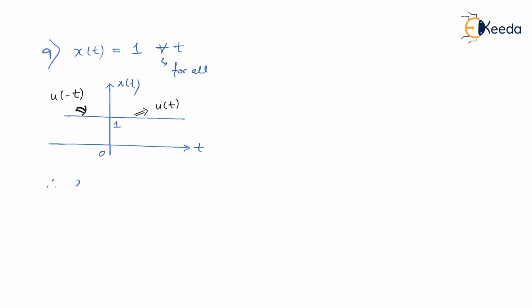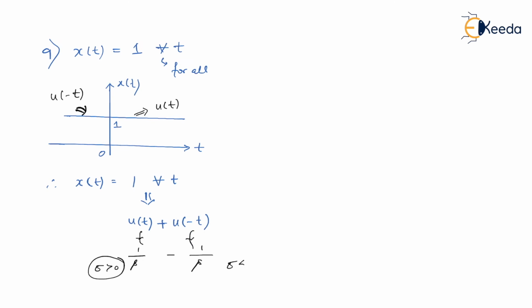So now I can say x of t is equal to 1 for all time. You can replace this with u of t plus u of minus t. I hope you understood my point. So for u of t, you know that Laplace transform is 1 by s, where sigma greater than 0 is the ROC. Here, u of minus t means Laplace is minus 1 upon s with sigma less than 0.